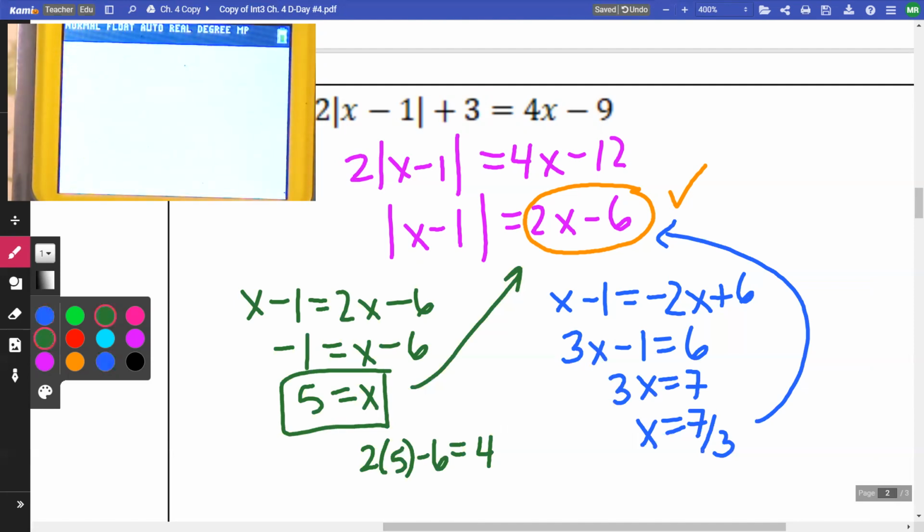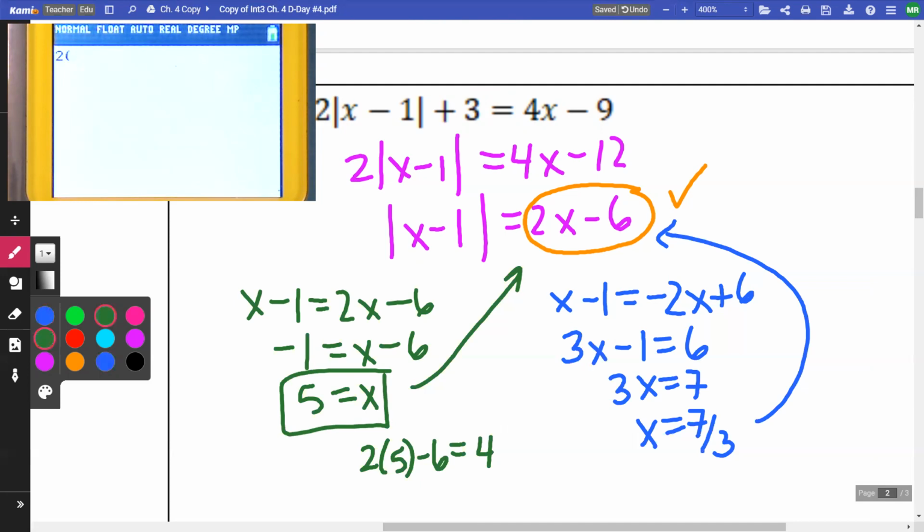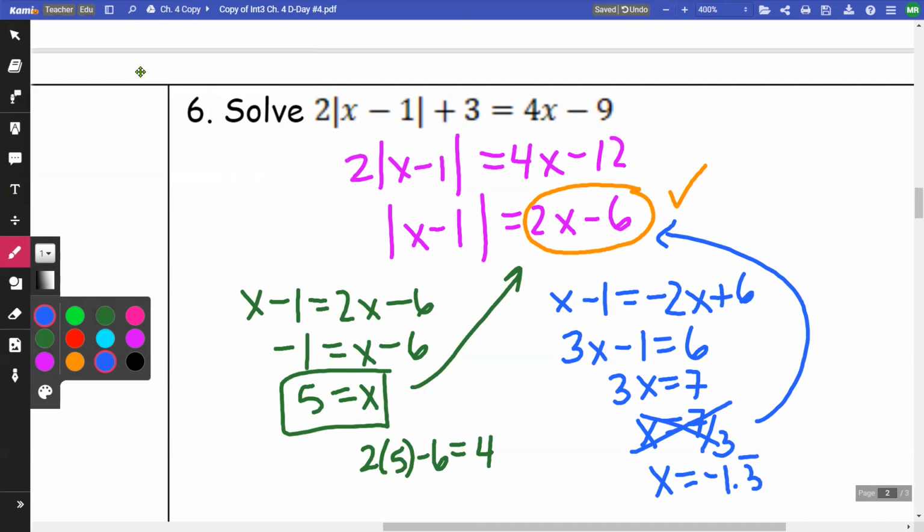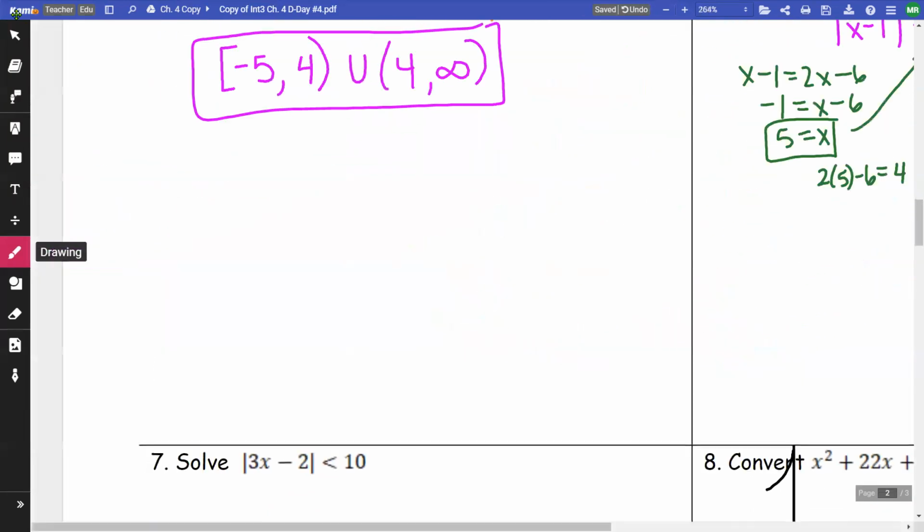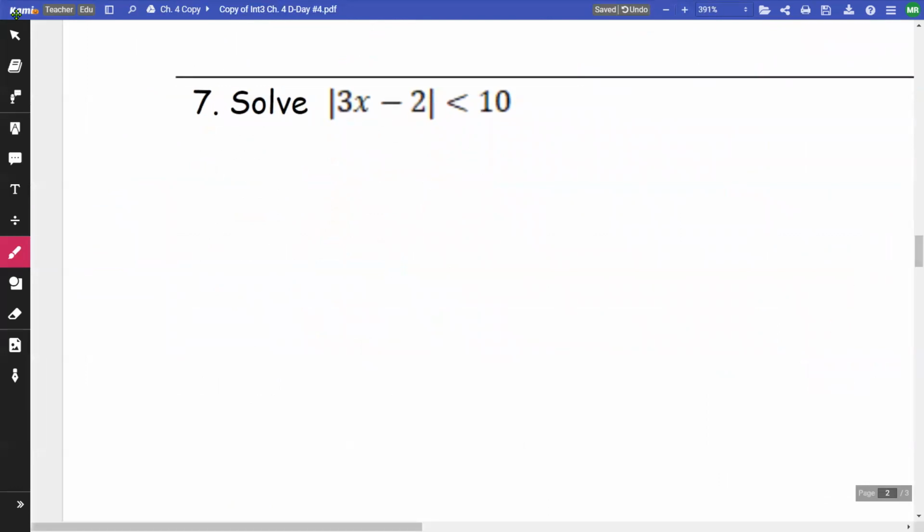When I'm doing my second one, and I go 2 times 7/3 minus 6, I get a negative 1.3 repeating. So that's not going to work. So my only answer is going to be 5. Okay, on number 7, I am basically going to solve this to get my boundary points.